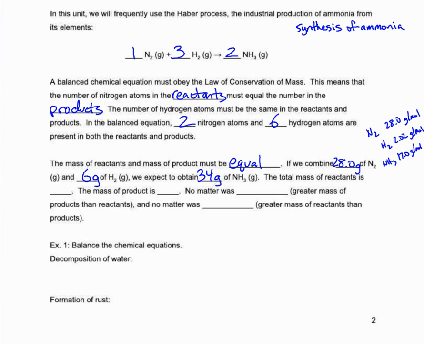The total mass of the reactants is 34 grams. The mass of the product is 34 grams. No matter was created, meaning that the mass of products was greater than the reactants, and no matter was destroyed, meaning that the mass of the reactants was greater than the products.